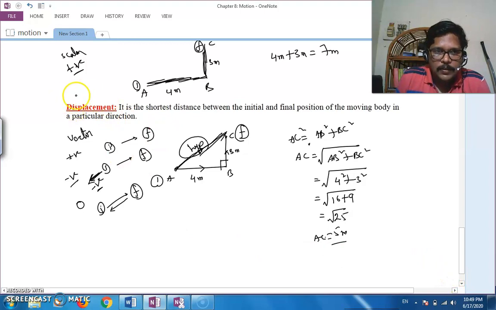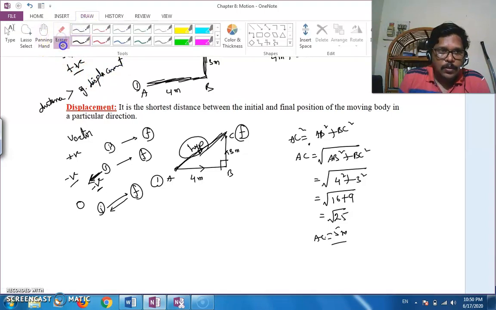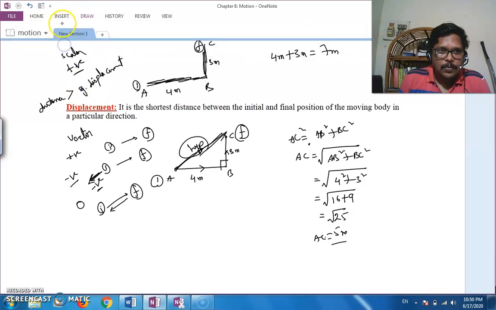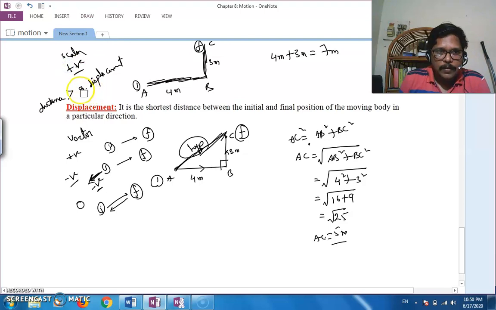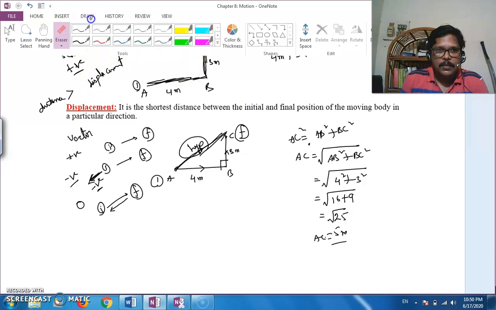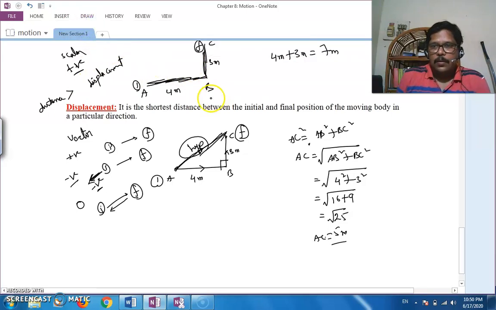In most of the cases, distance is greater than displacement. I have given this example. In that example, distance is 7 meters and displacement is just 5 meters. So one more, I'll give another example.